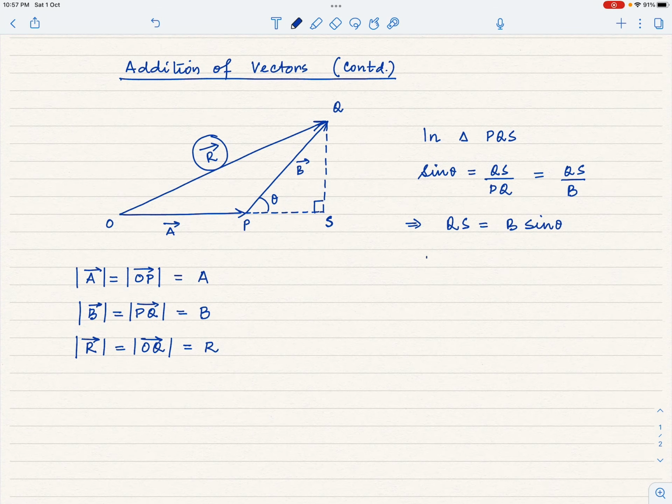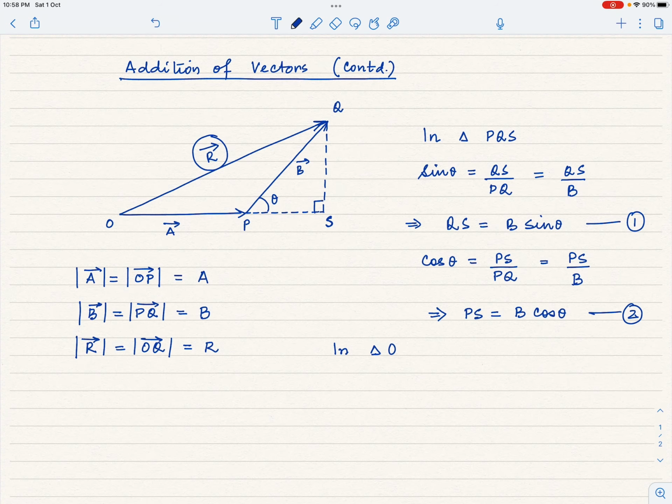Similarly, in the same triangle we can also write cos theta is equal to the base, which in this case is PS, by the hypotenuse PQ, which can also be written as PS by b. So from this expression we can write PS is equal to b cos theta. So we are going to use these two equations, call them equation number 1 and 2, now in a bigger triangle, the triangle OQS.